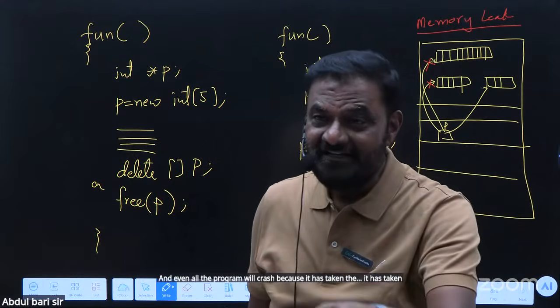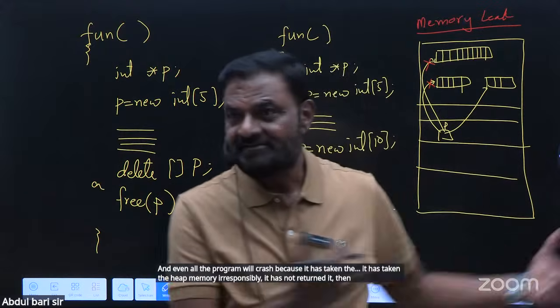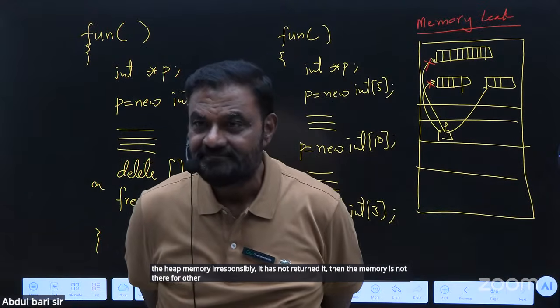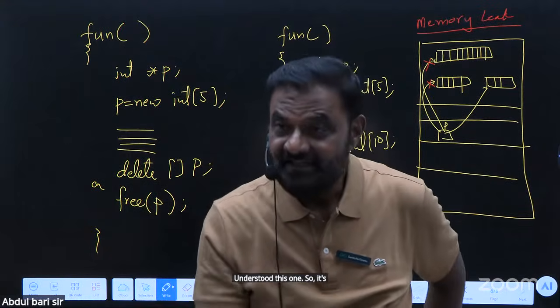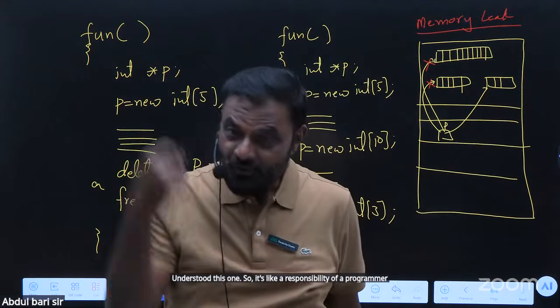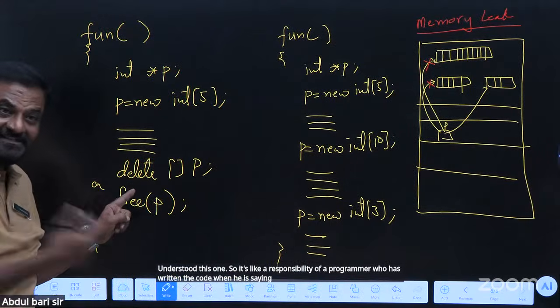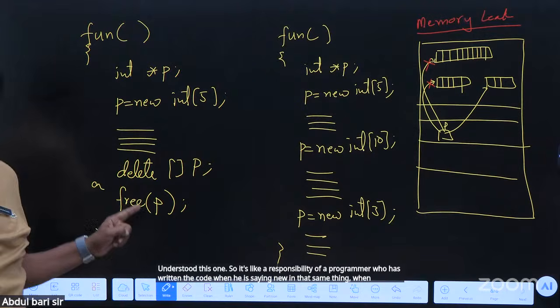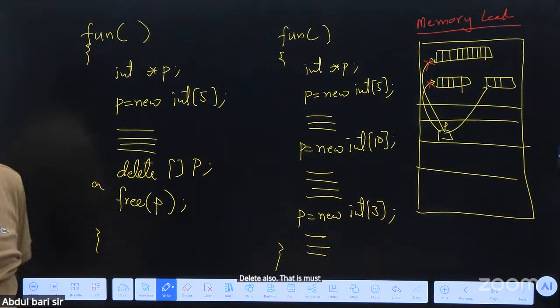And even all the programs will crash because it has taken the heap memory irresponsibly. It has not returned it. Then the memory is not there for other applications also. Understood this one? It's the responsibility of the programmer who has written the code. When he says new, when he has finished using it, he must say delete also. That is a must.